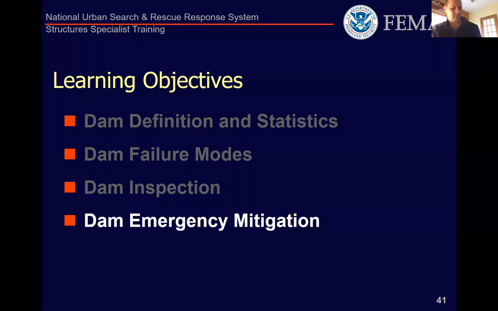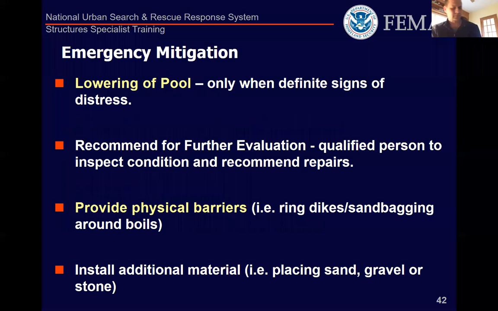Okay, let's talk about mitigation. When we look at mitigation, if we're concerned about the dam and the population below, lowering the pool is going to be your go-to. But you're only going to do that if there are early signs of distress, and that's verifying that we've got issues.